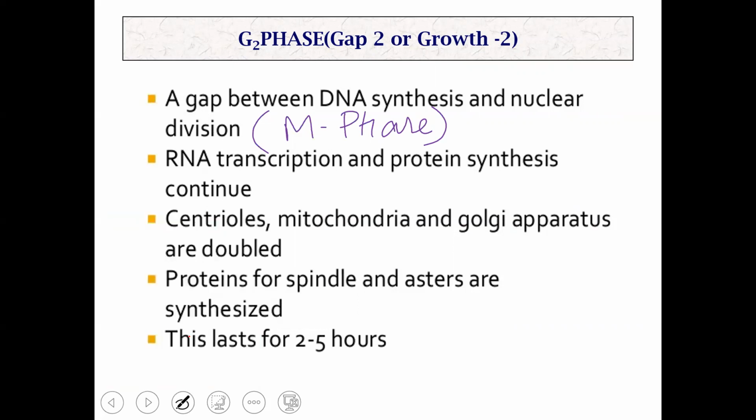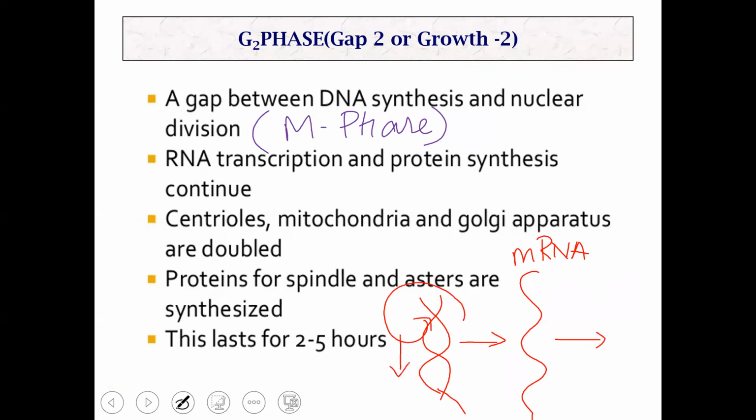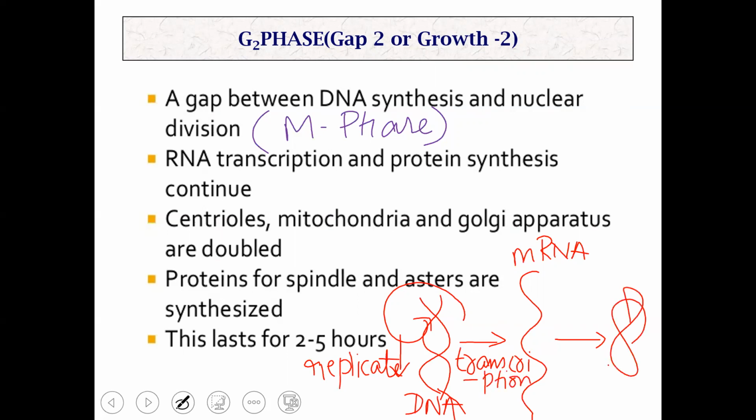Generally, the double-stranded DNA is going to make copies, and then it is going to form mRNA. The process of formation of DNA from DNA is called replication. That is, it is going to replicate itself. And from DNA to mRNA, its synthesis is called transcription. And mRNA is going to make protein molecules. That process is called translation.